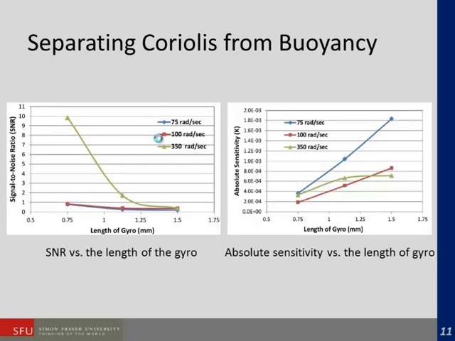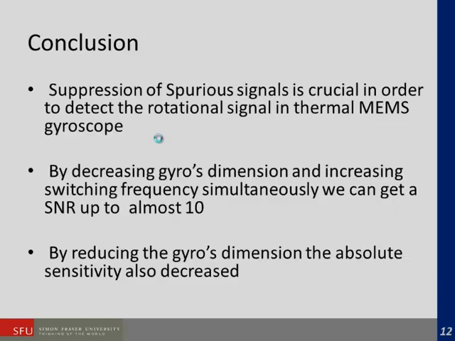So here you can see the experimental result. As you see, the best result that we got is for a gyro with 50% of the size of the original one, with a length of 0.75 millimeter, because the original one has a length of 1.5. With a switching frequency of 350 radian per second, we get a ratio of almost 10. But looking at the absolute sensitivity at the same time, you can see that the sensitivity is also getting really low. This is a drawback of this approach, and it seems that we get a small differential temperature which is almost not detectable.